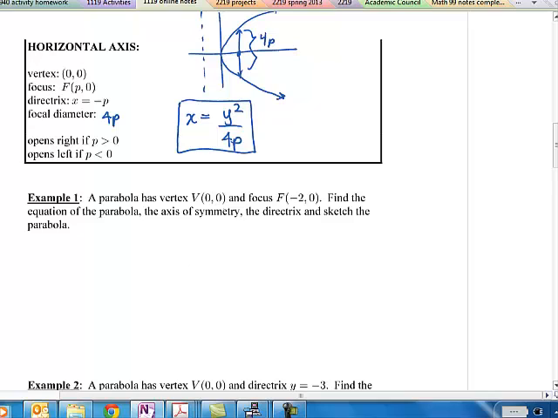So a parabola has vertex 0, 0 and focus negative 2, 0. We want to find the equation, the axis of symmetry, the directrix, and sketch the thing. Let's start with at least a rough sketch so that we can see how everything's oriented. So the vertex is 0, 0. The focus is negative 2, 0. That means it's going to be opening leftward.